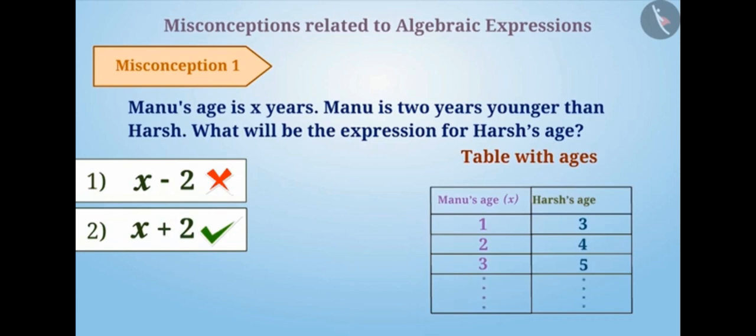By identifying the relationship between numbers, it can be concluded that Harsh's age is 2 years more than Manu's age. So the correct answer to the given question is x plus 2.